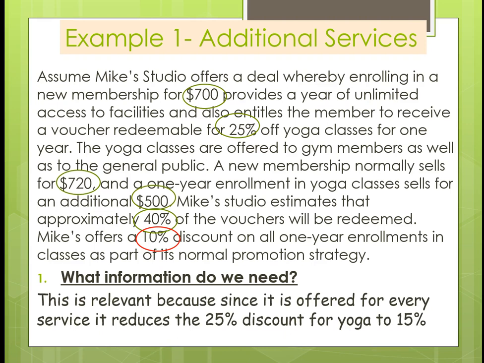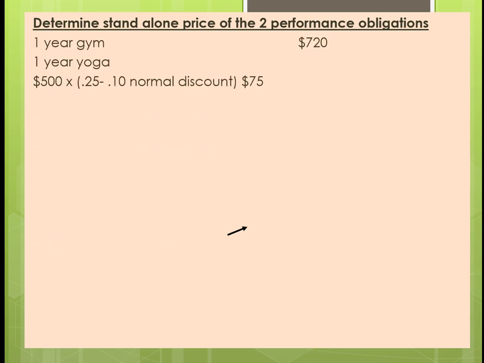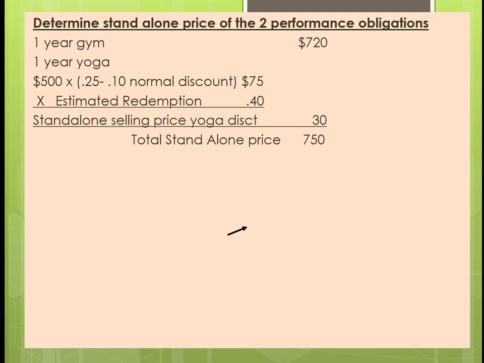Okay, so this is relevant because since it is offered for every service, it reduces the 25% discount for yoga to 15%. Now what we're going to do is figure out our fair market value or standalone pricing.